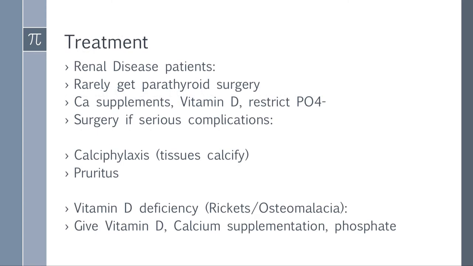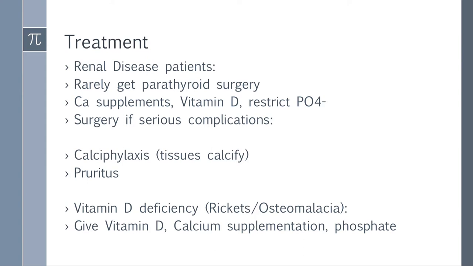So what's the treatment? If you have a renal disease patient, they rarely get a parathyroid surgery, right? You give them calcium supplementation, you give them vitamin D, active vitamin D, right? Because the kidney's not working, you can't give them 25 vitamin D, you have to give them 1,25 vitamin D. So you have to give them the active form. And you've got to excrete phosphate. Remember, phosphate binds calcium, so essentially you have low calcium, and it's going to secrete your parathyroid hormone.